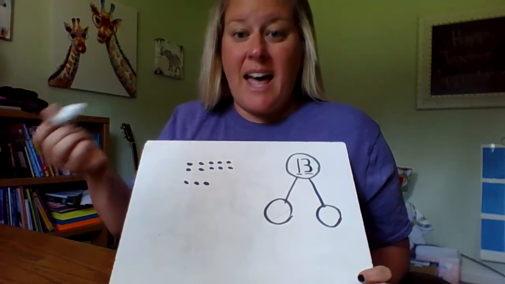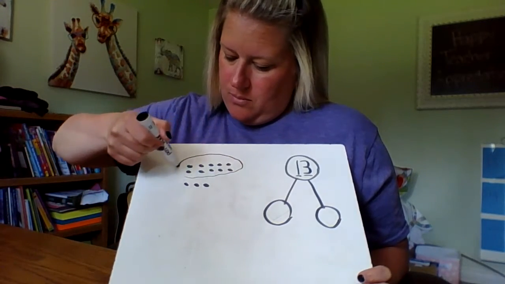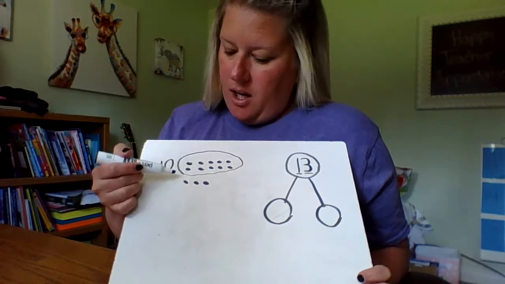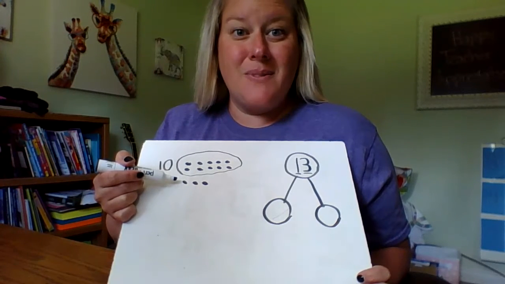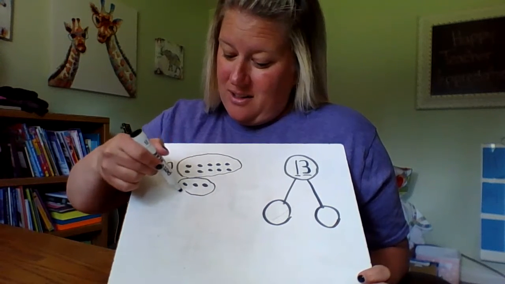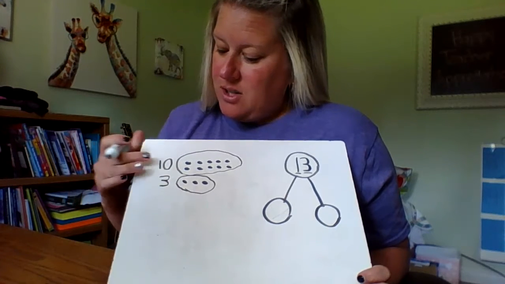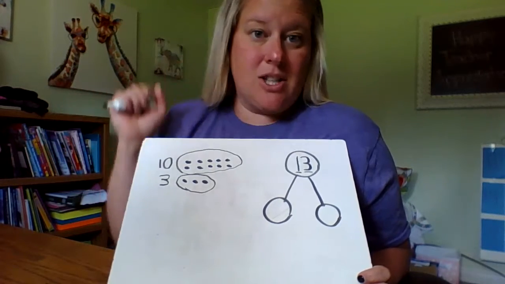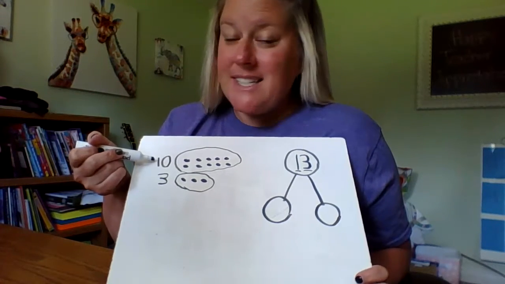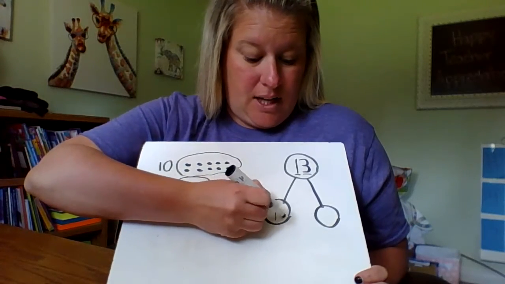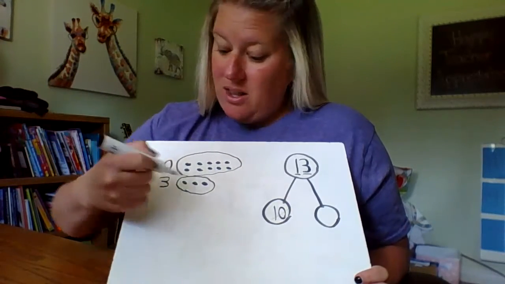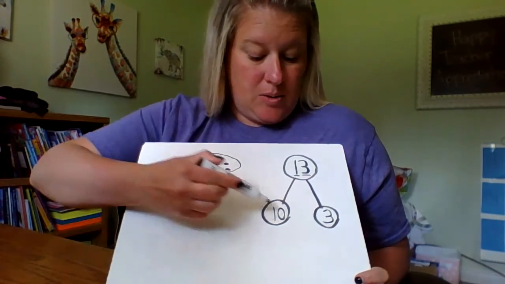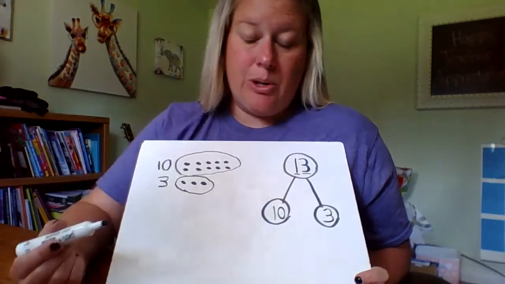So I'm going to circle 10, and there's 10 there, and how many are down here? There's 3. Okay, so 10 and 3, when we put them together, give us 13. So I can say that 10 is a part and 3 is a part. Okay, so 10 plus 3 equals 13.